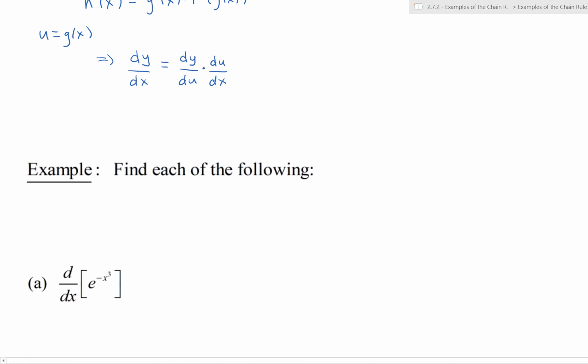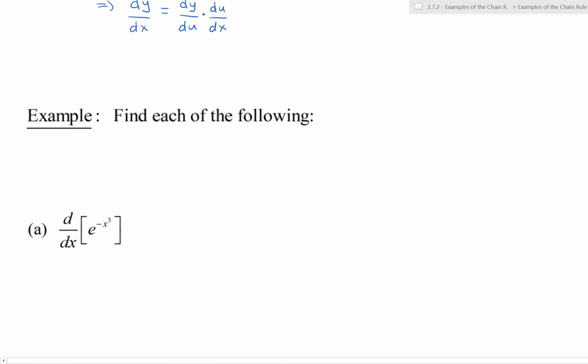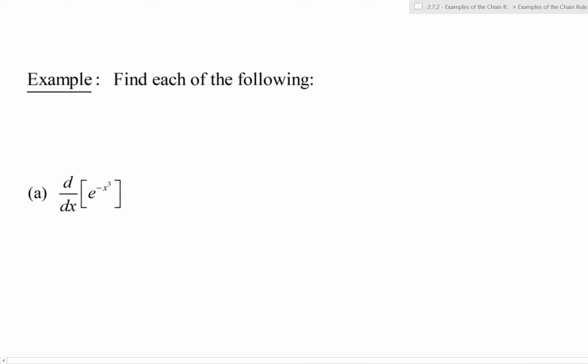Let's find some derivatives. Let's start with this function right here, e to the negative x cubed. We're going to differentiate that function with respect to x. When we're differentiating composite functions, the first thing we want to do is note that we have a composite function we want to differentiate.